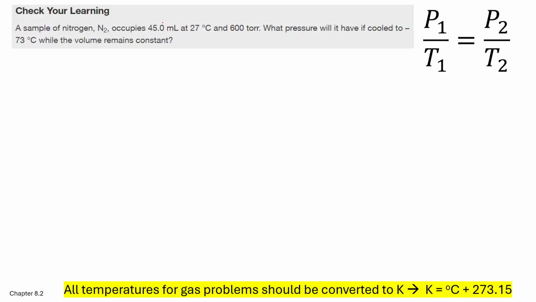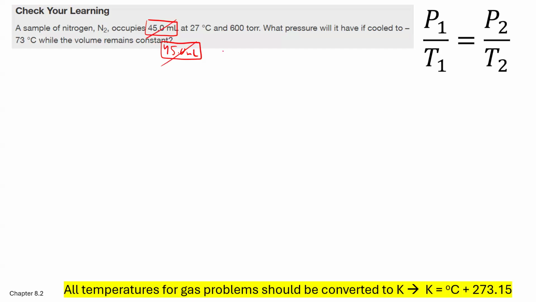A sample of nitrogen occupies 45 mL at 27 degrees Celsius and 600 torr. What pressure will it have if cooled to 73 degrees while the volume remains constant? So at 45 mL, if nothing changes, we don't use it, right? Because 45 mL is the same before and after, we just ignore that one.